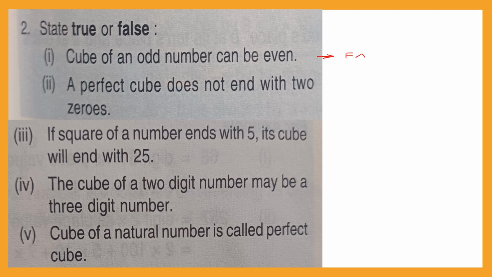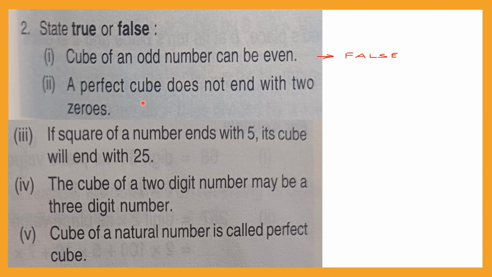Now we can also check with examples to confirm. Cube of an odd number. Let's take the odd number 3. The cube of this is 3 cube, that is 3 into 3 into 3. 3 threes are 9, 9 threes are 27. Can you see that's an odd number? Let's take 5. 5 is an odd number. 5 cube, 5 into 5 into 5. 5 fives are 25, 25 fives are 125, which is an odd number. So the cube of an odd number cannot be even. So this statement, which says can be even, is a false statement.